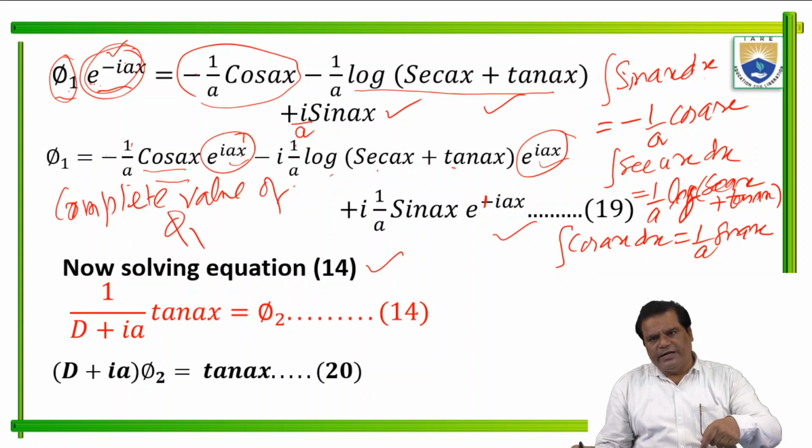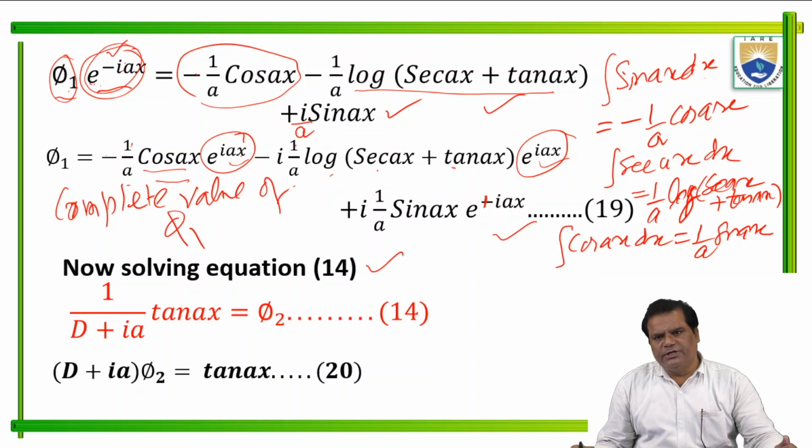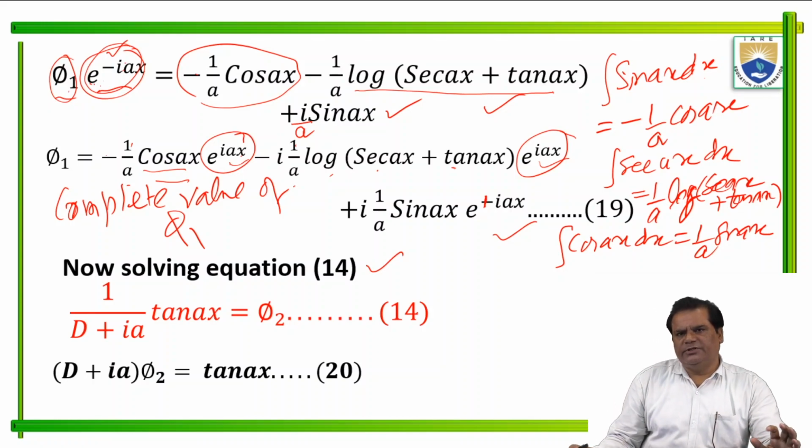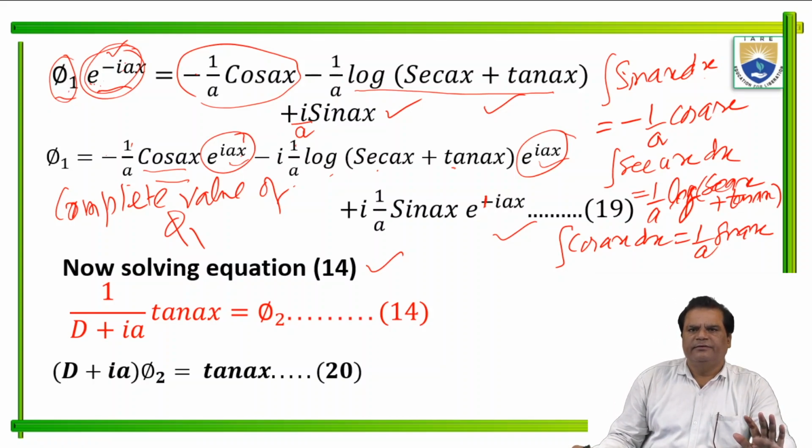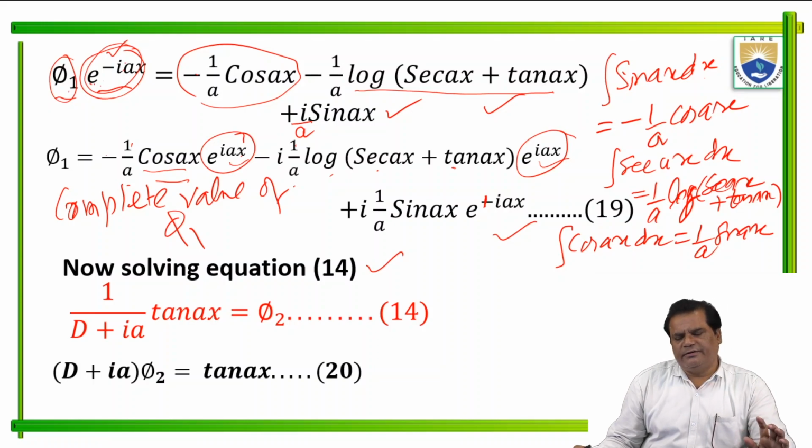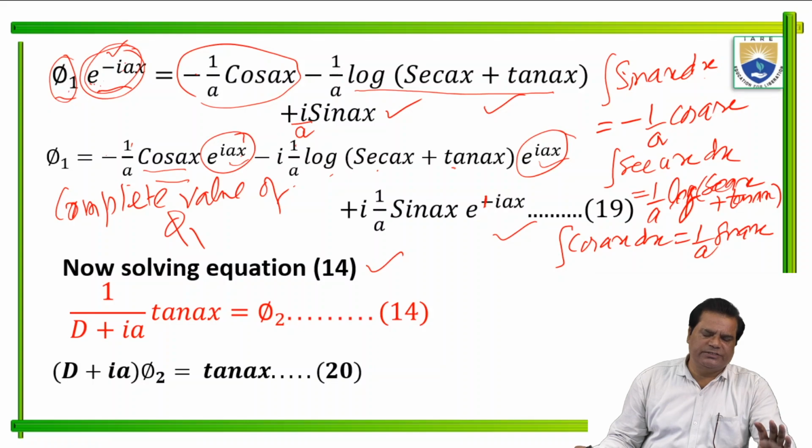And now next, phi 2. Phi 2 is from equation 14. So we solve equation for phi 2. Same procedure. There will be no change in any line. Only the plus and minus signs change here. The function also does not change in each step.